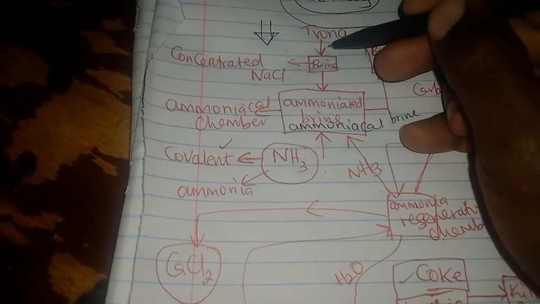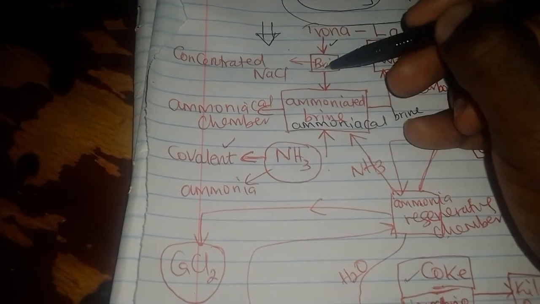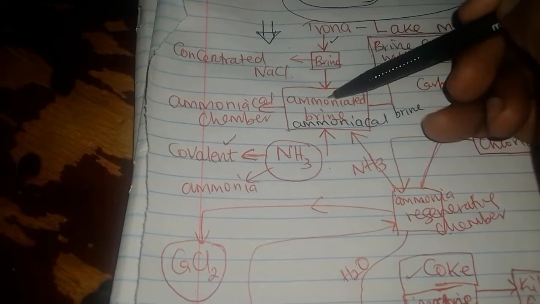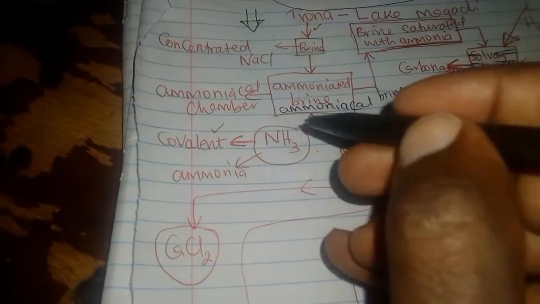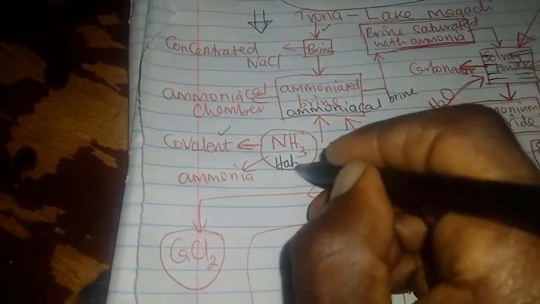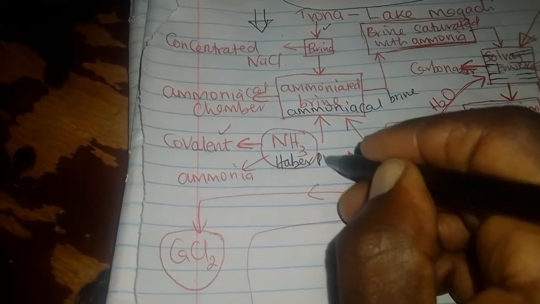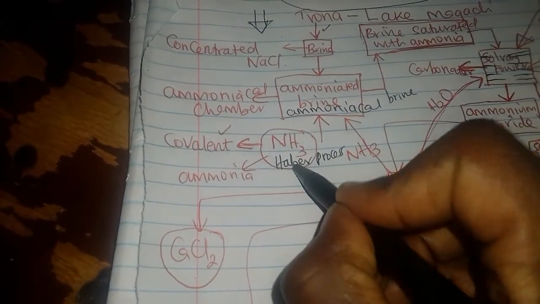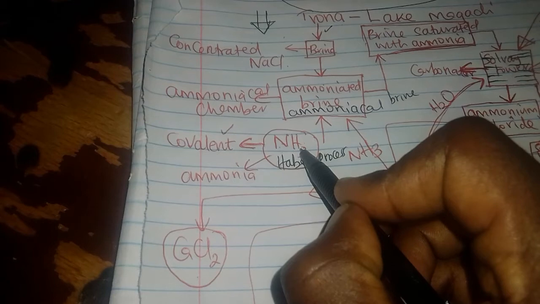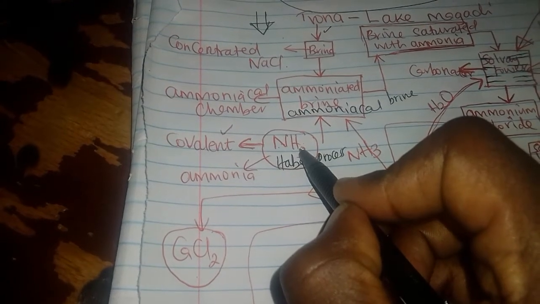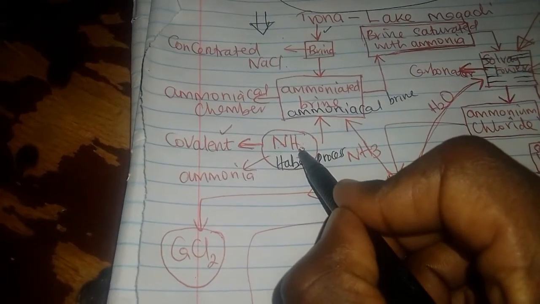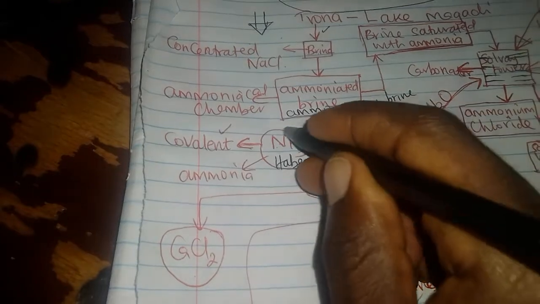So the brine can get obtained from Trona. The brine, I've told you, is concentrated sodium chloride. It gets added onto this chamber. The ammonia, for example, can get obtained from the Haber process. A Haber process is a process where nitrogen and hydrogen are combined under a temperature of 450 degrees Celsius and a pressure of 200 to 500 atmospheres in the presence of a finely divided catalyst. So in the Haber process, ammonia gets formed.